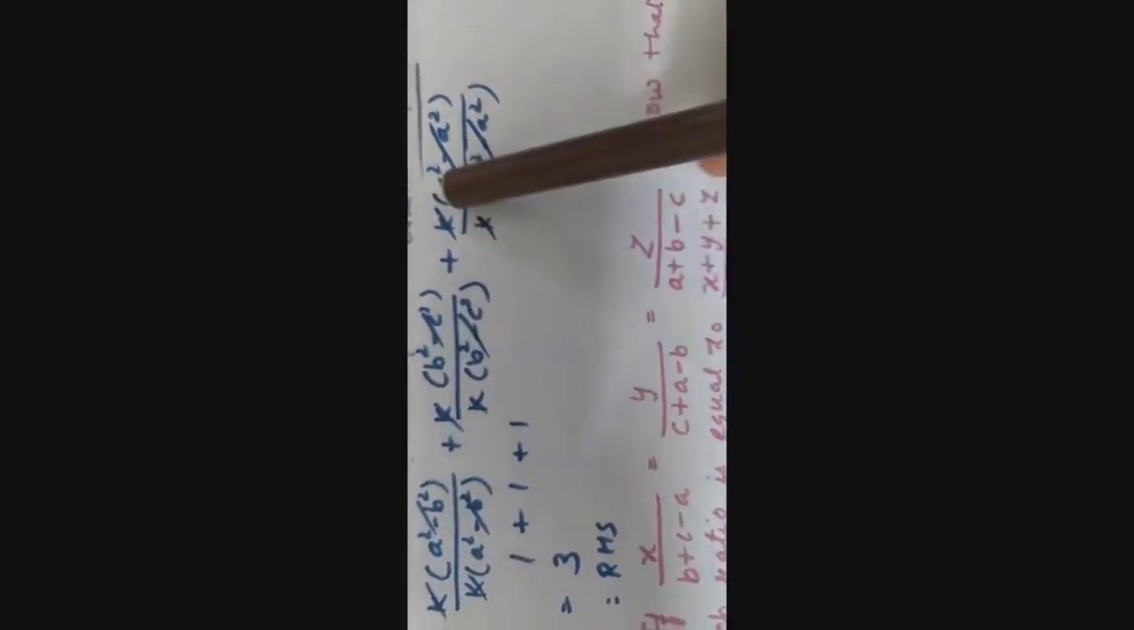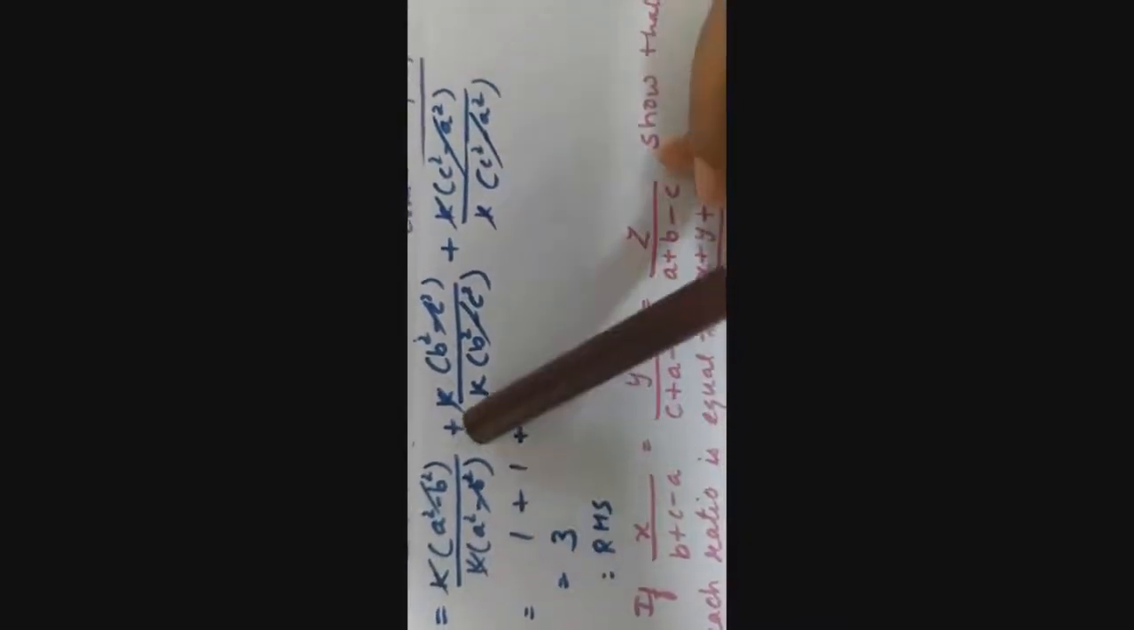Similarly in the 3 terms, you see, they all get cancelled upside down. k cancelled, a square minus b square, minus c square minus a square also cancelled. So everywhere I wrote 1 plus 1 plus 1. So it becomes 3, which is your right hand side.